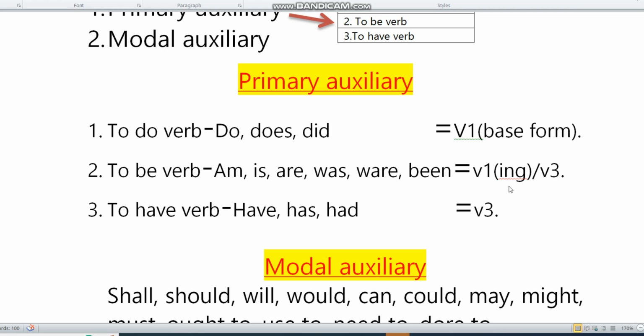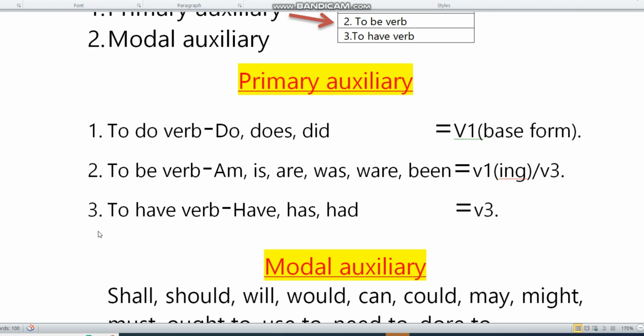After the be verb, we can use only the present form with ing, that means the present participle form, and the past participle form. We cannot use only the past form or only the present form. We have to use the present participle form here. When we use ing after this present form, it will be called present participle.